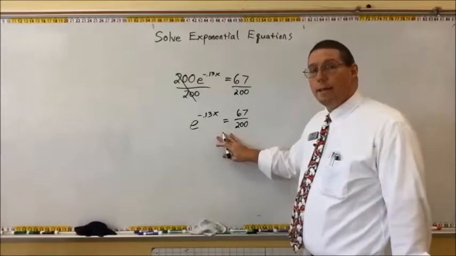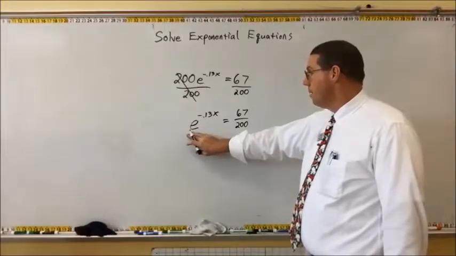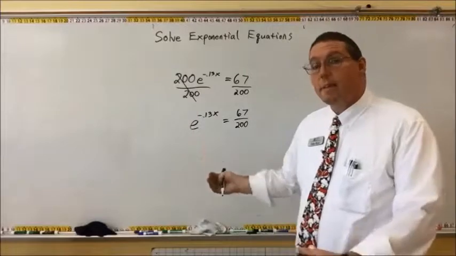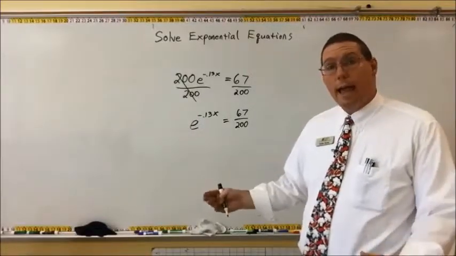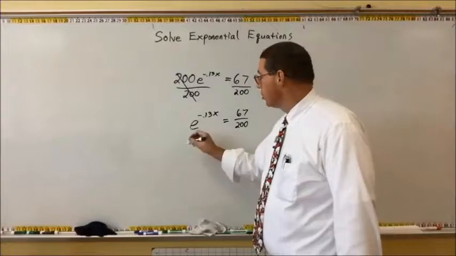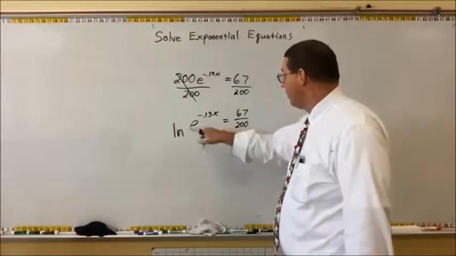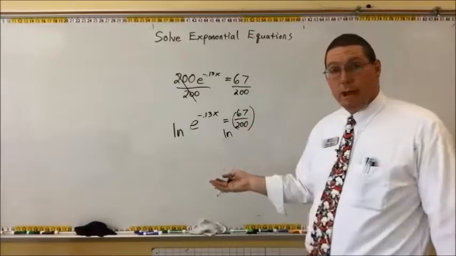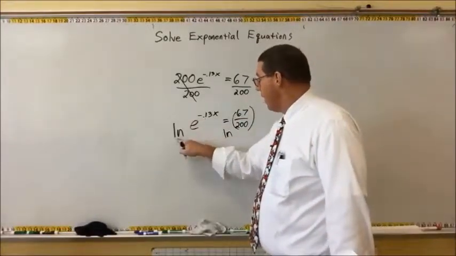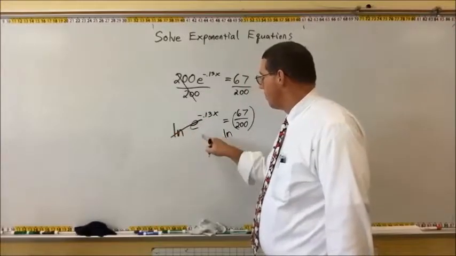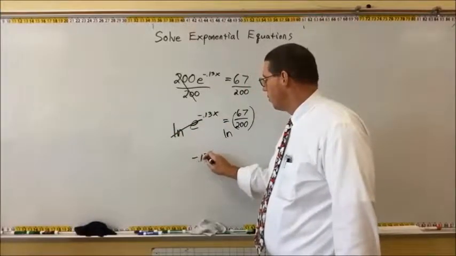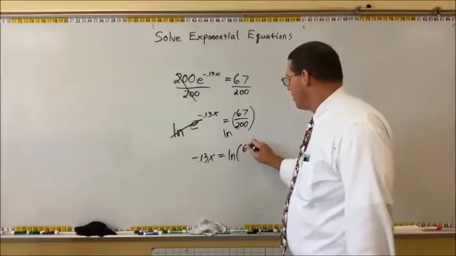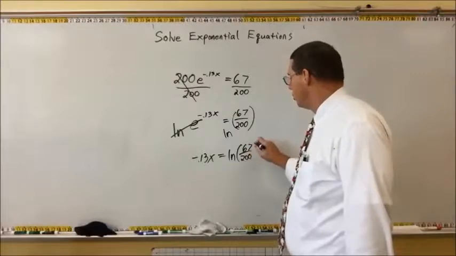All right, so now we can cancel the exponential base e because there's nothing else over here. Okay, so to cancel an e, we would need a log base e, but remember, natural log, ln, is the same thing as log base e. So we're just going to put an ln here, and if I do the natural log of this side, I have to do the natural log of this side because it's algebra. So this natural log of e, that's going to cancel the base of e and leave us with negative 0.13x is equal to the natural log of 67 over 200.